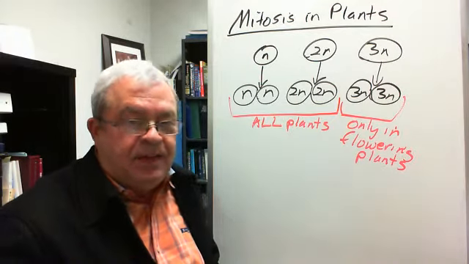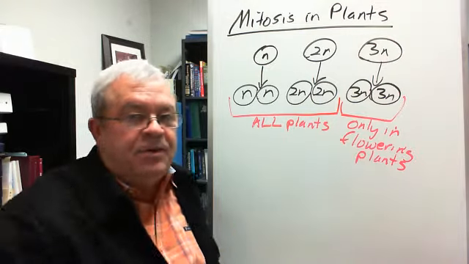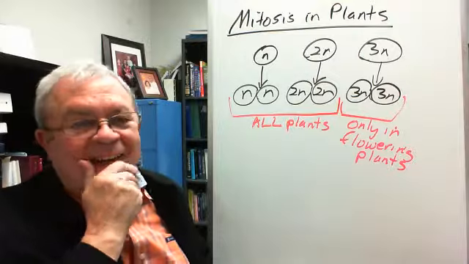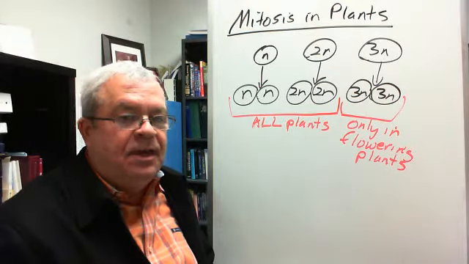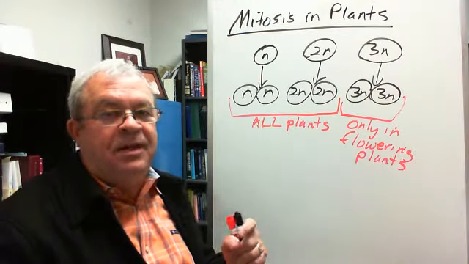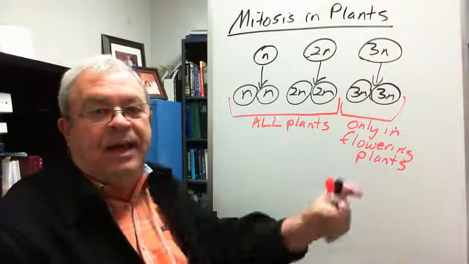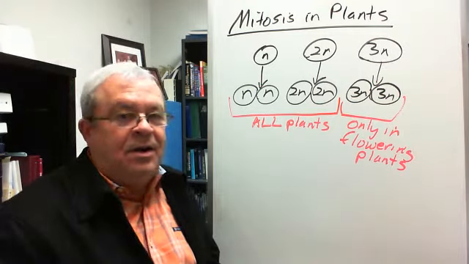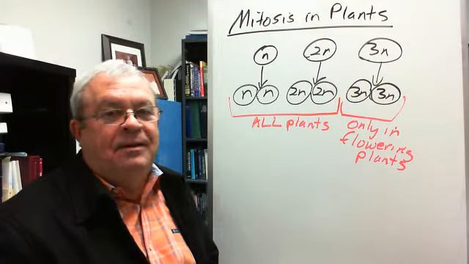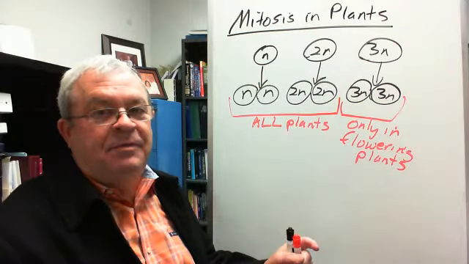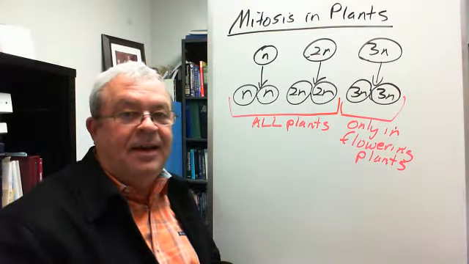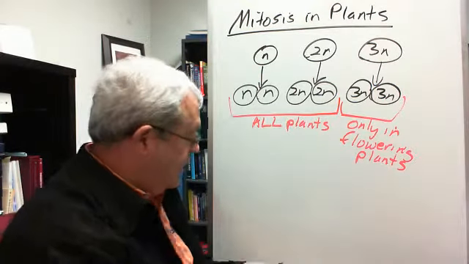I always ask this in class as a question right after this, and more often than not, the student will say 3N. And I go, sorry. No. And what's the problem here? You probably figured it out. Aren't flowering plants also part of all plants? Yes, indeed they are.